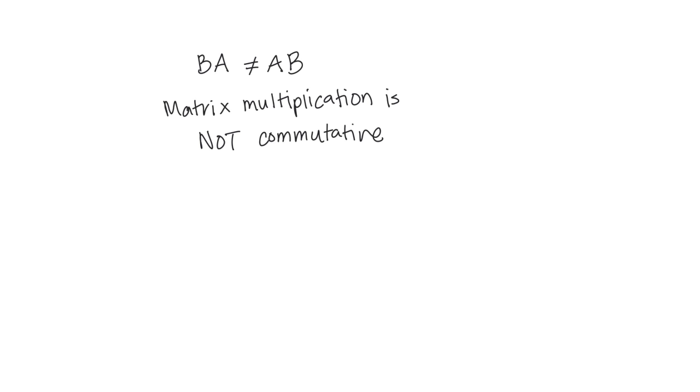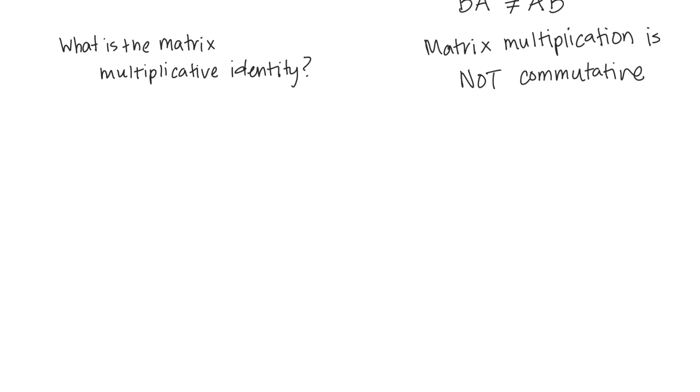So what did we learn from that exercise? When we multiplied A times B, it was a 3 by 3 matrix, and B times A was a 2 by 2 matrix, and they were not the same. So B times A is not equal to A times B. That means that matrix multiplication is not commutative.